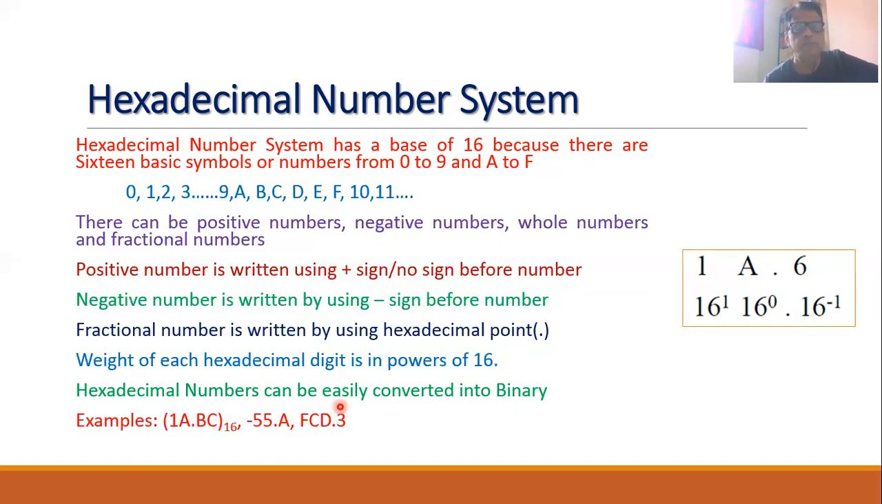Say for example, this is a number 1A.BC. Now in order to indicate that this is a hexadecimal number, I write the base 16, isn't it? So as a suffix, the number 16 is written to indicate that this is a hexadecimal number. Similarly, here we have written a negative hexadecimal number, and this is another positive fractional hexadecimal number.